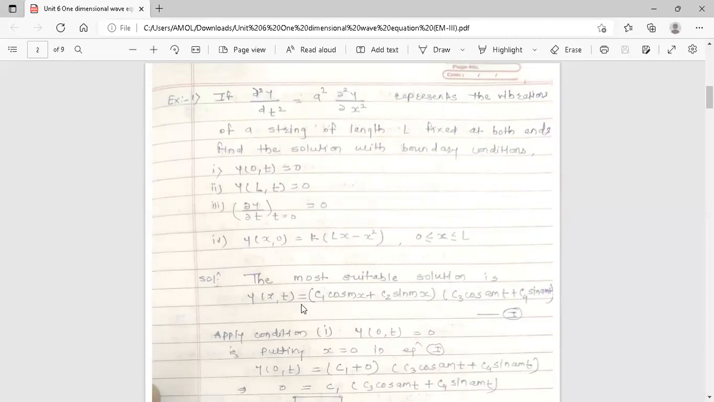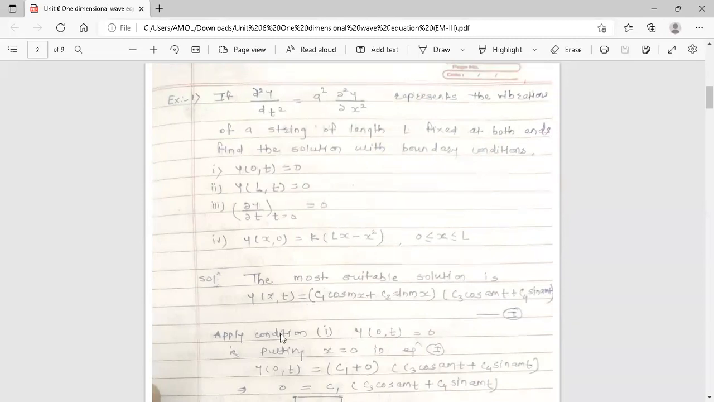y of x, t is equal to c1 cos mx plus c2 sin mx, in another bracket, c3 cos amt plus c4 sin amt, because the term here is a square with del square y by del x square. So in the solution also, the second bracket term is c3 cos amt plus c4 sin amt.